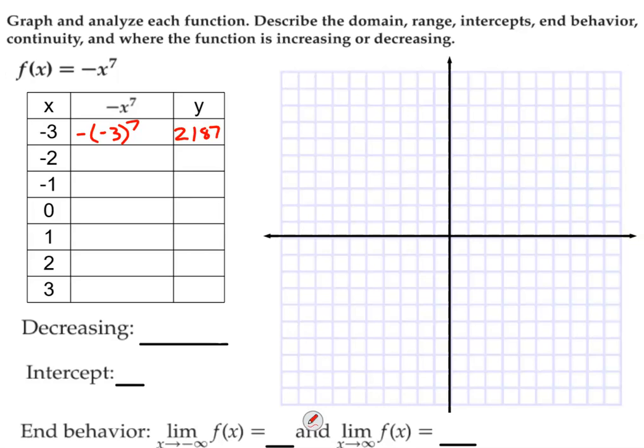And the next one doesn't get a whole lot better. We're plugging in negative 2, and because our exponent is so big, that's going up to 128. So once again, not the best for graphing in this case. Because we have an odd exponent, once we take a negative to the 7th power, it's still going to be negative. And so then we multiply by the negative out front. That's how we're getting these positive answers here.